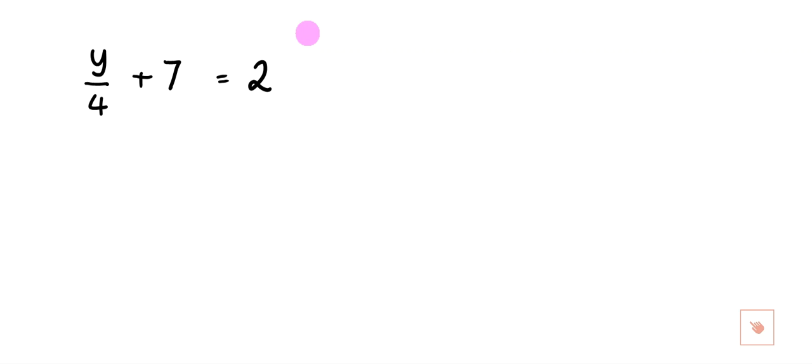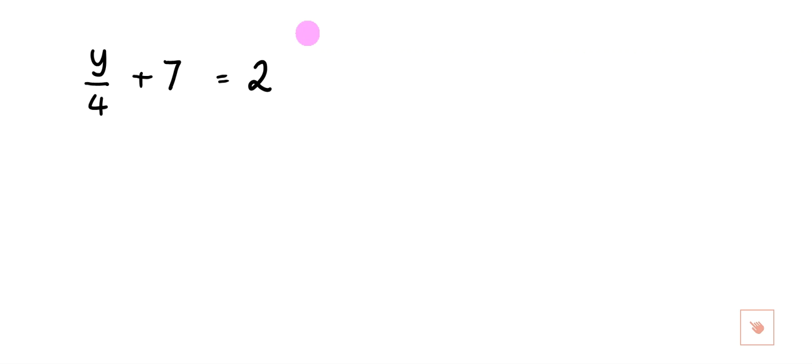We've got y has been divided by 4. Then we add 7 and we get the answer 2. So we've got to eliminate. Now this one could be considered tricky because lots of people make mistakes with this type. What would we do first?